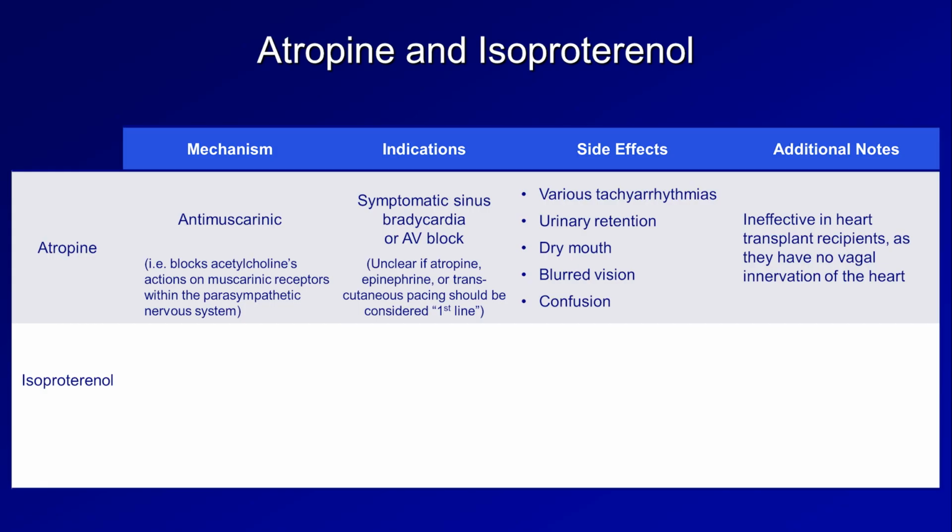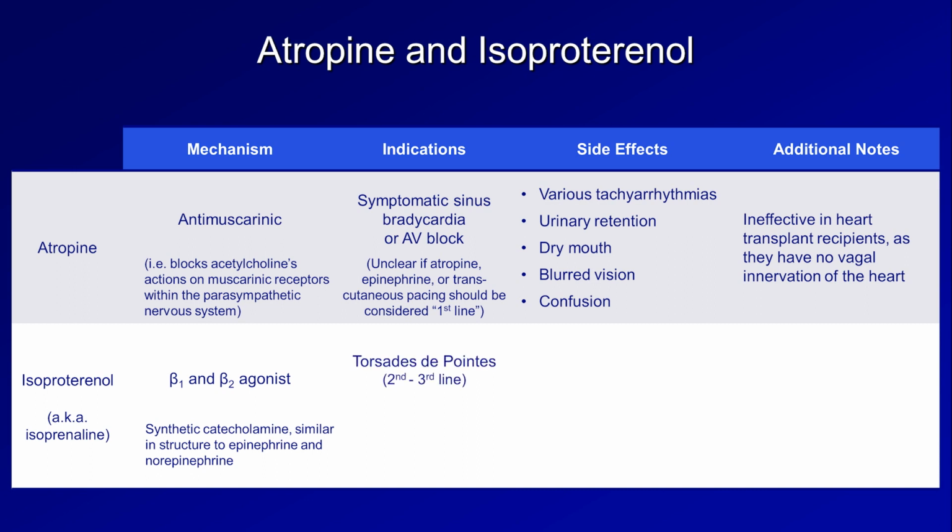Moving on to isoproterenol, also known as isoprenaline in some parts of the world. It is a synthetic catecholamine similar in structure to epinephrine and norepinephrine, but acts only on the beta-1 and beta-2 receptors with no significant alpha effect. It is used as a second or third line agent in torsade de pointe.